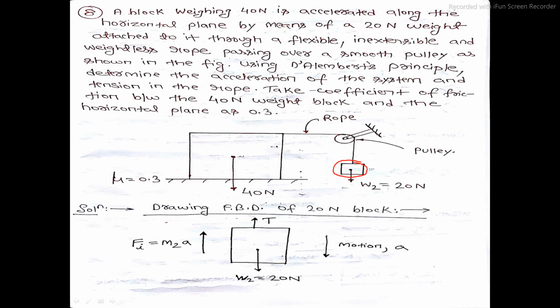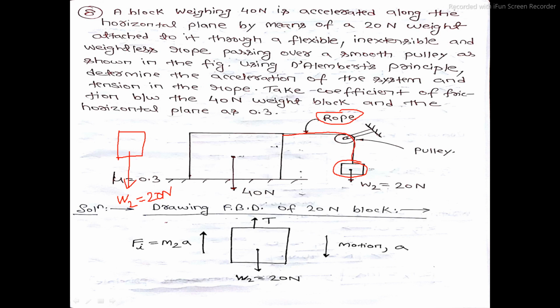How many forces are acting on this smaller weight? This is your small block. On this small block, the weight of the block is acting vertically downward, and that weight W2 is equal to 20 Newton. The smaller block is connected with the bigger block by this rope.